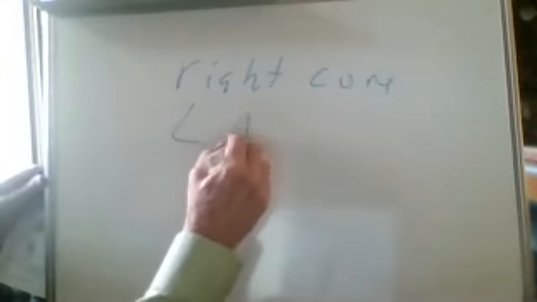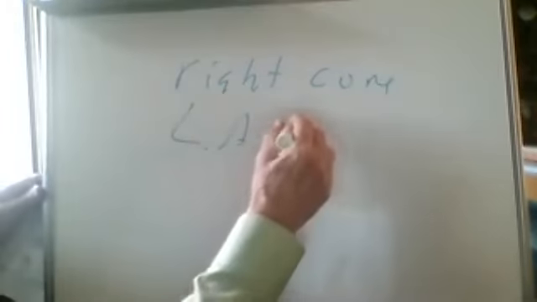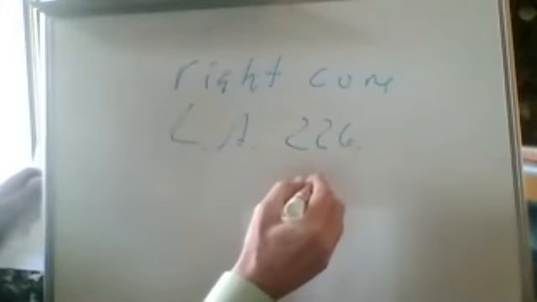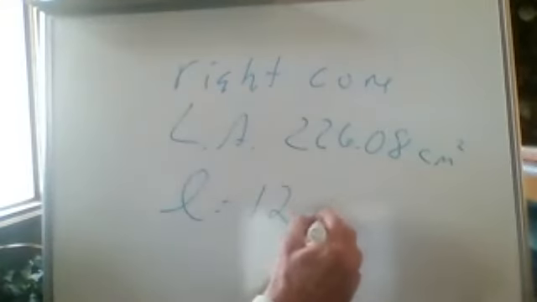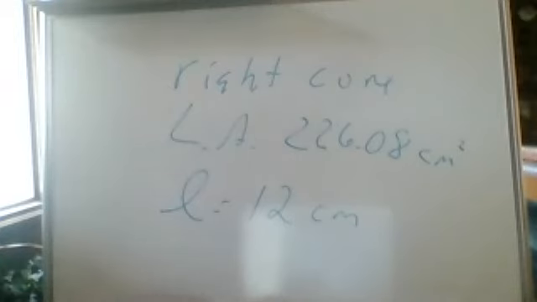All right, and I have a right cone. And the lateral area of my right cone is 226.08 centimeters squared. Test says cube, but obviously that's squared. The slant height is 12 centimeters. I want to find the total surface area, okay?